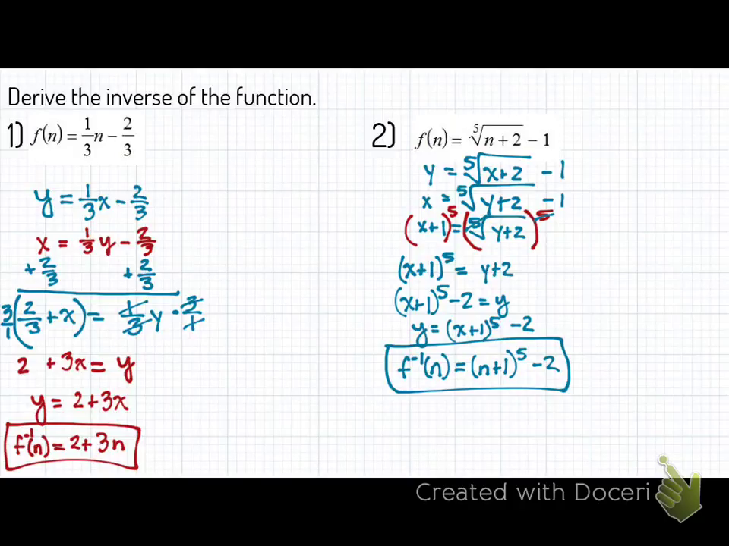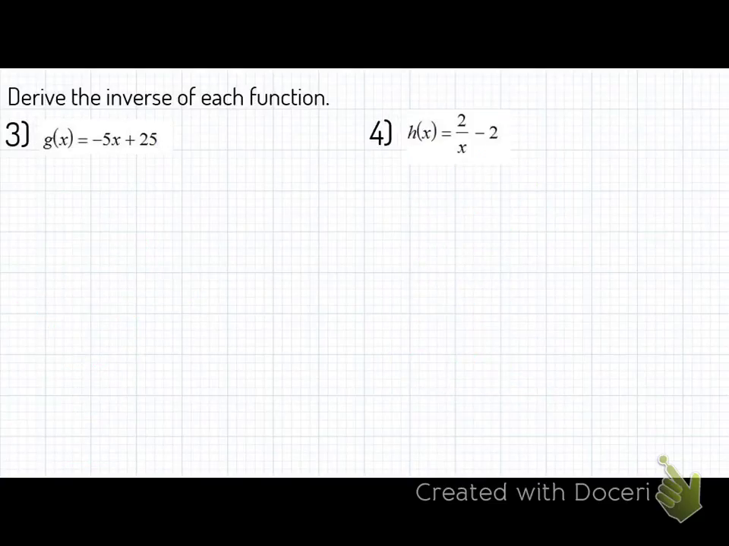Okay, since today's Monday, let's have the people on the video pause here. Okay, number 3, we're going to do this together. So number 3, please write it down. g of x is equal to negative 5x plus 25. Okay? Okay, here we go, number 3.